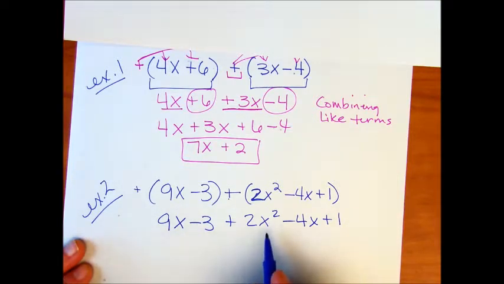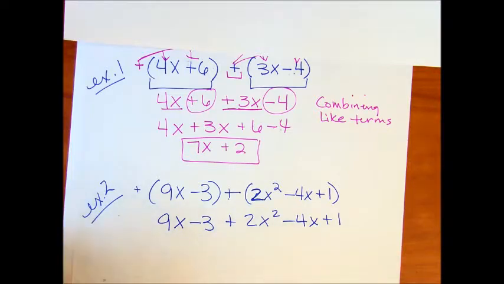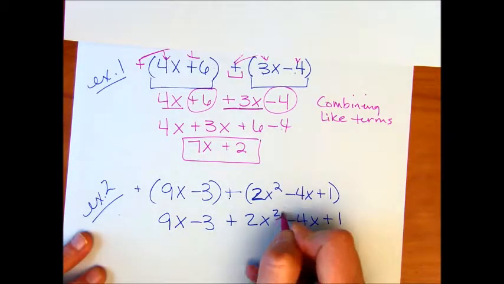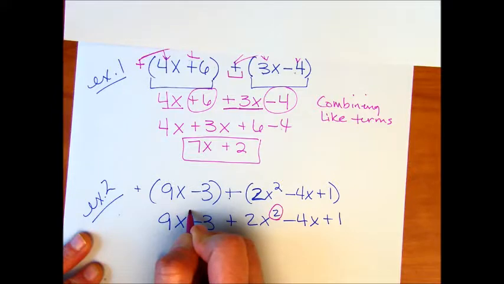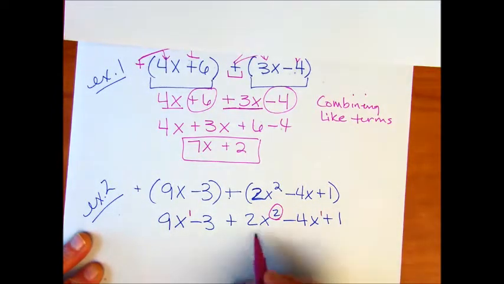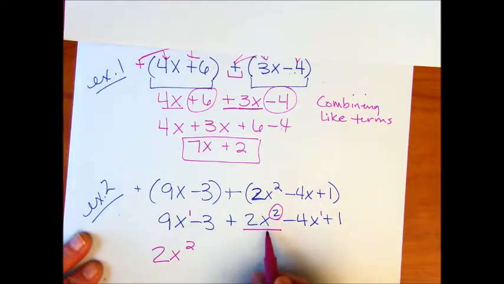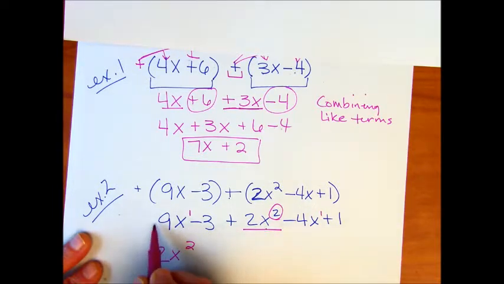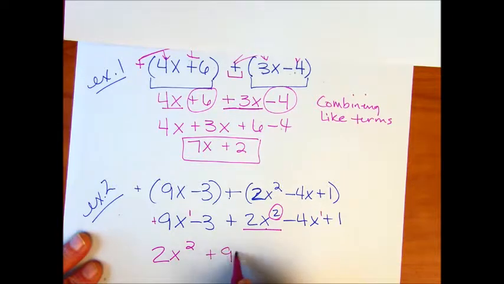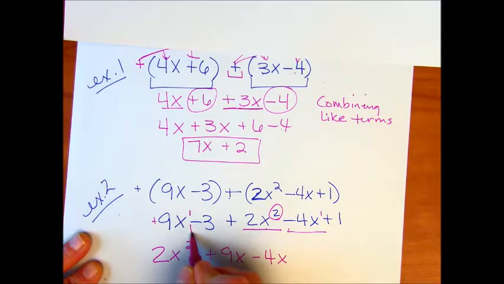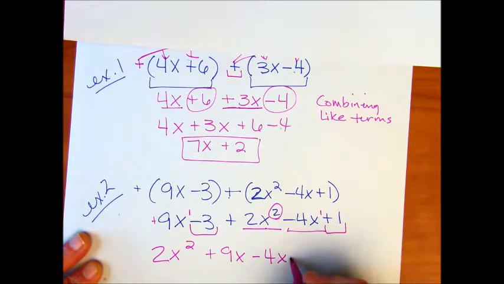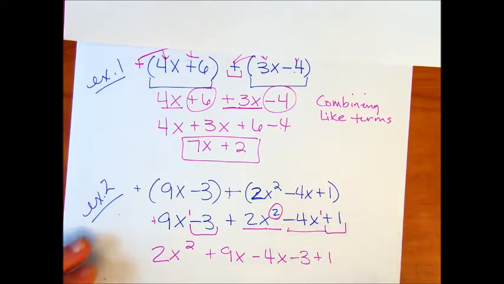Now we can combine like terms, and remember this exponent has a higher degree than the exponent here. This would be a 1 and this would be a 1. So we're going to always lead with the higher degree, and so this will go first. We don't have any other terms like this, so then we'll go to our positive 9x and our negative 4x, and then we'll go to our numbers. So we've got negative 3, positive 1.